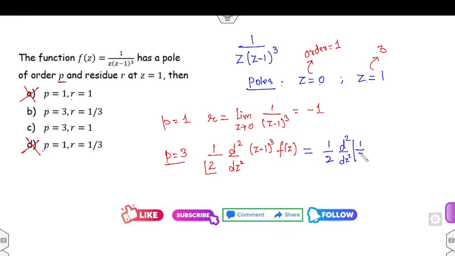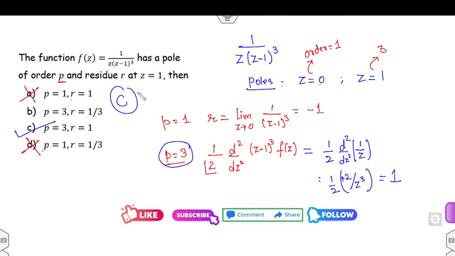So what is the second derivative of this? Plus 2 over z cube, at the point z is equal to 1. When p is equal to 3, r is equal to 1, c is the right answer of this problem.